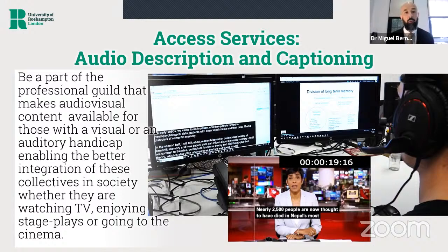Access services, so the description and captioning. This is specific for when audiovisual media, such as film, television, etc., is there. It has to be made available for people who have either visual impairment or auditory impairment. So deaf people, blind people. Captioning or subtitling for the deaf is a special way of subtitling that is targeted for deaf people because obviously they don't have any audio input. So they need to read what's going on.